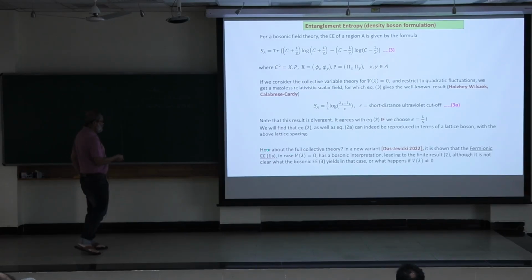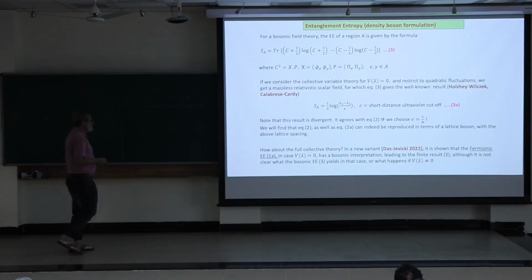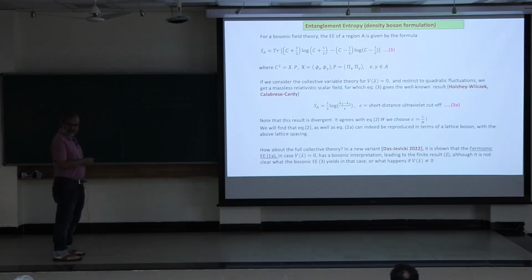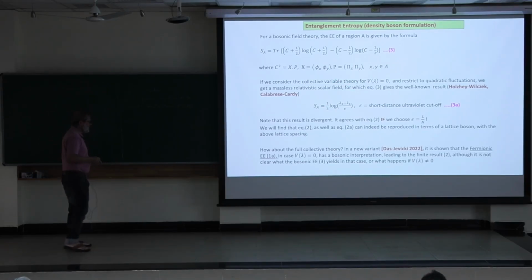So how about the full collective field theory? Shumit and Jevicki in 2022 wrote a paper in which they don't quite compute this entanglement entropy, but something which is a fermionic entanglement entropy, done in this bosonic language and for a free box potential. They find that some version of this comes out, which is actually finite. There are regions of approximation where taking just the quadratic part of the collective field theory is good. So this is what you indeed get as a leading result.